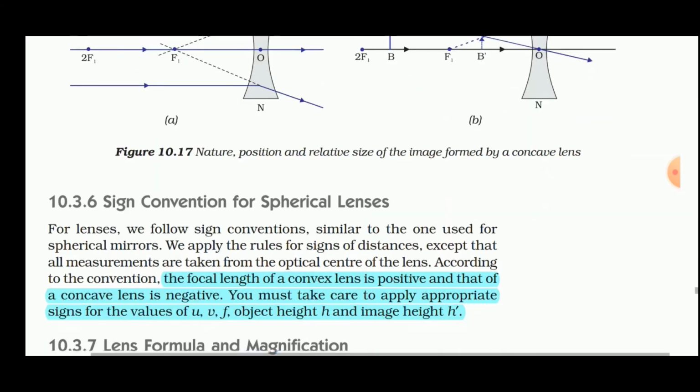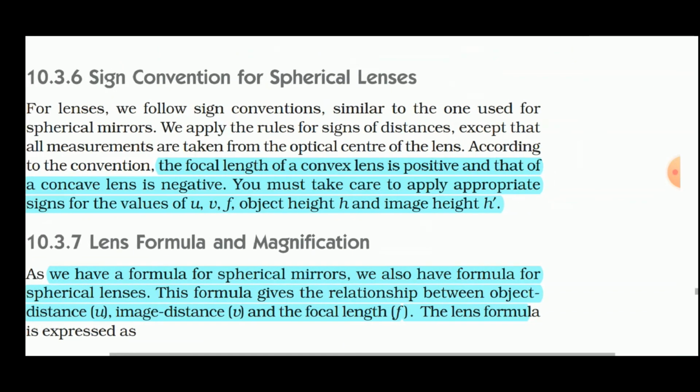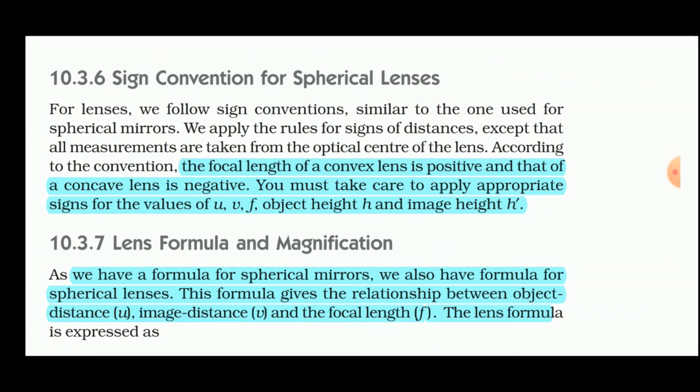Now, sign conventions for the spherical lenses. For lenses we follow a sign convention similar to the one used for spherical mirrors. We apply the rules of signs of distances, except that all measurements are taken from the optical center of the lens. According to the convention, the focal length of the convex lens is positive and that of the concave lens is negative. You must take care to apply this.